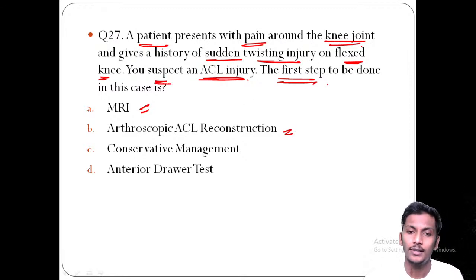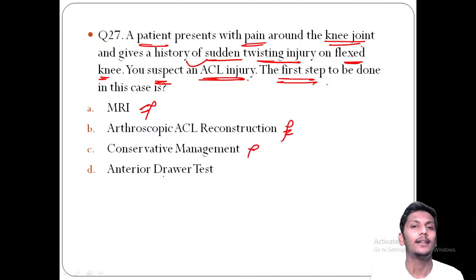We are not diagnosed it. So this is also not the preferred choice. Next, conservative management. Usually ligament injuries cannot be conservatively managed. They need to be repaired, and mostly ACL injuries need to be repaired at any cost. So again, this is the wrong choice.